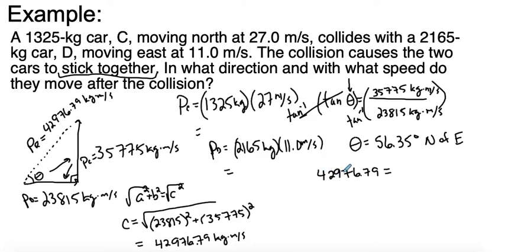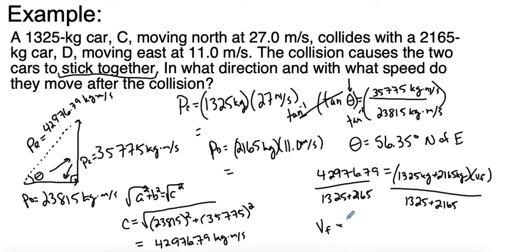So we have that 42,000. So what we have for the masses now, since they stuck together, we're going to have the mass of car C and the mass of car D times that final velocity, since those stuck together. So we want to input those values for the masses. So we have 1325 kilograms plus 2165 kilograms times that final velocity. And we can just divide both sides by those masses. And when we do that, we get a final velocity of 12.3 meters per second.